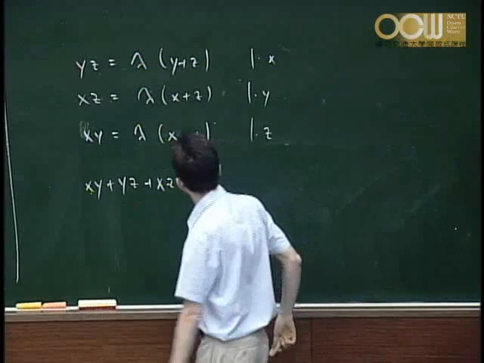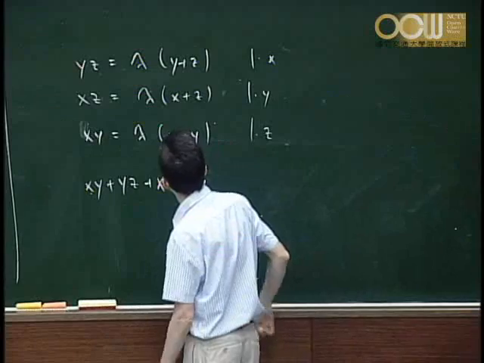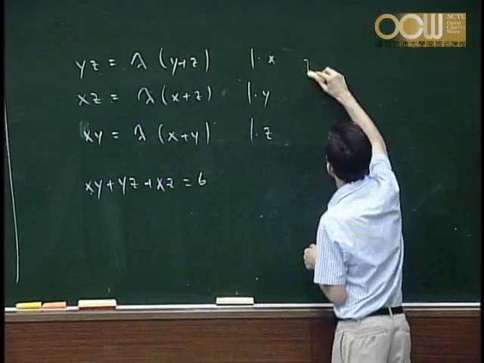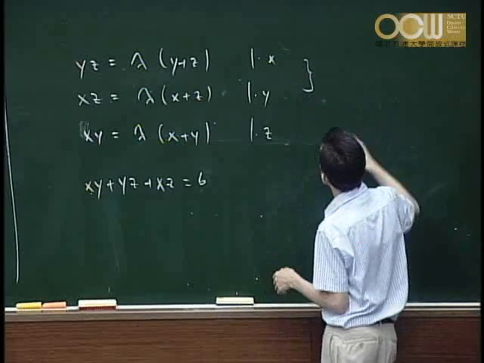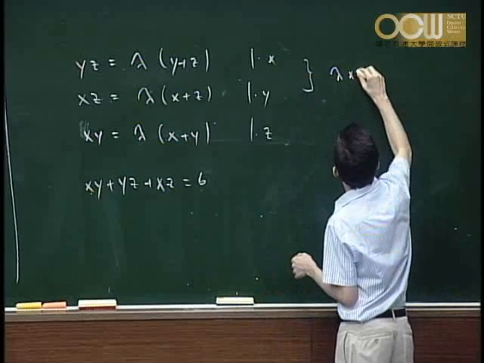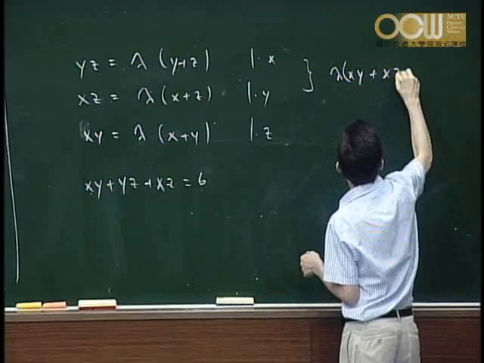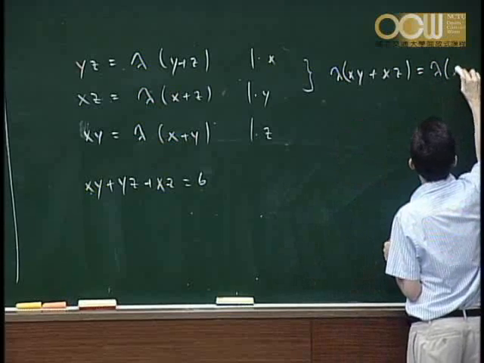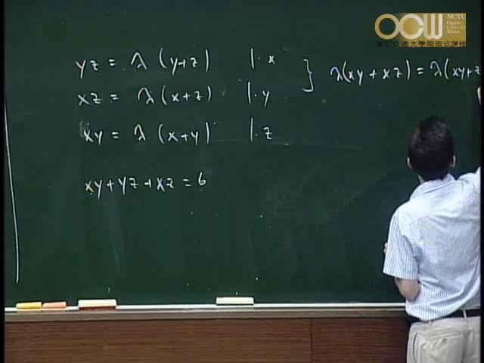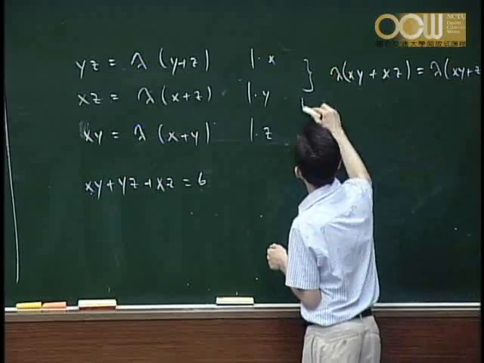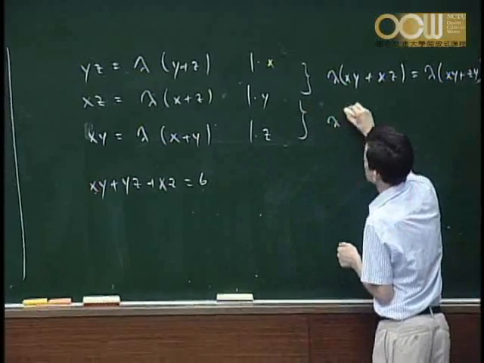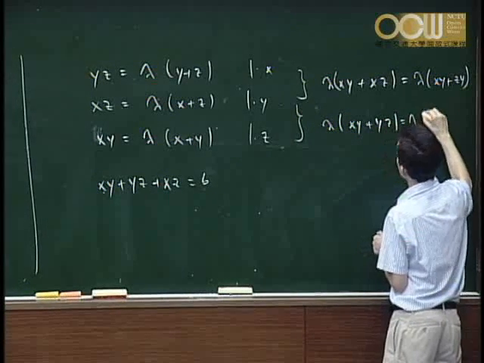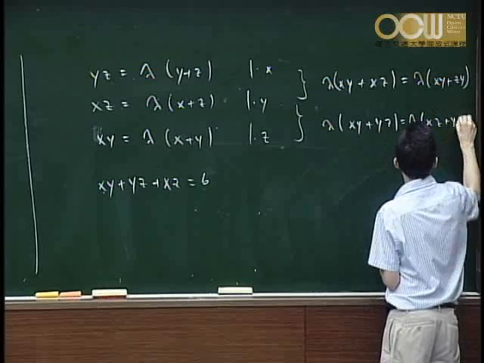But then you see that once you do this, you can equate the first and the second. So from the first and the second, equating them, what you get is lambda xy plus xz is equal to lambda xy plus zy. And equating those two here, what you get is lambda xy plus yz is equal to lambda xz plus yz.